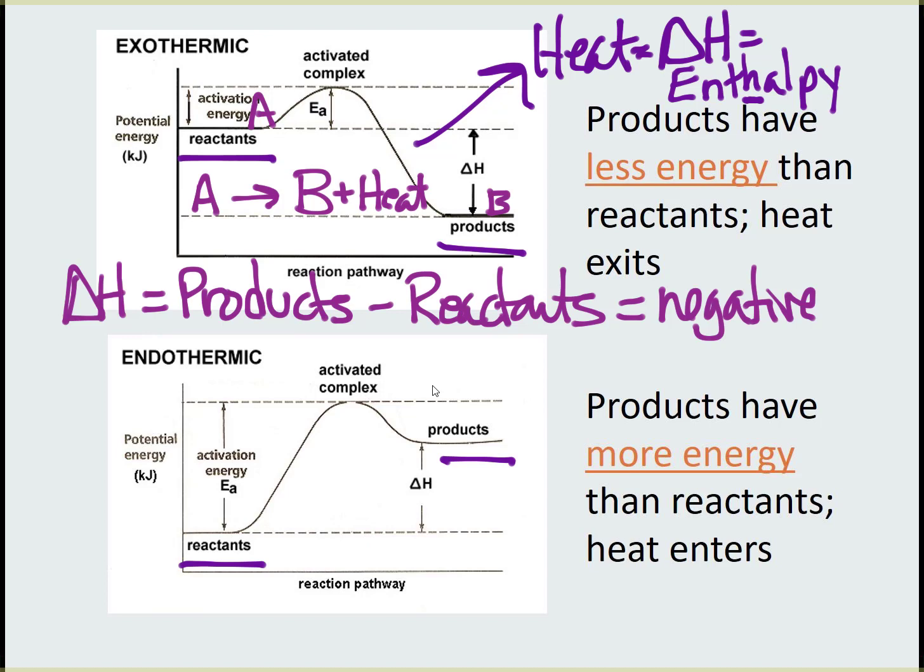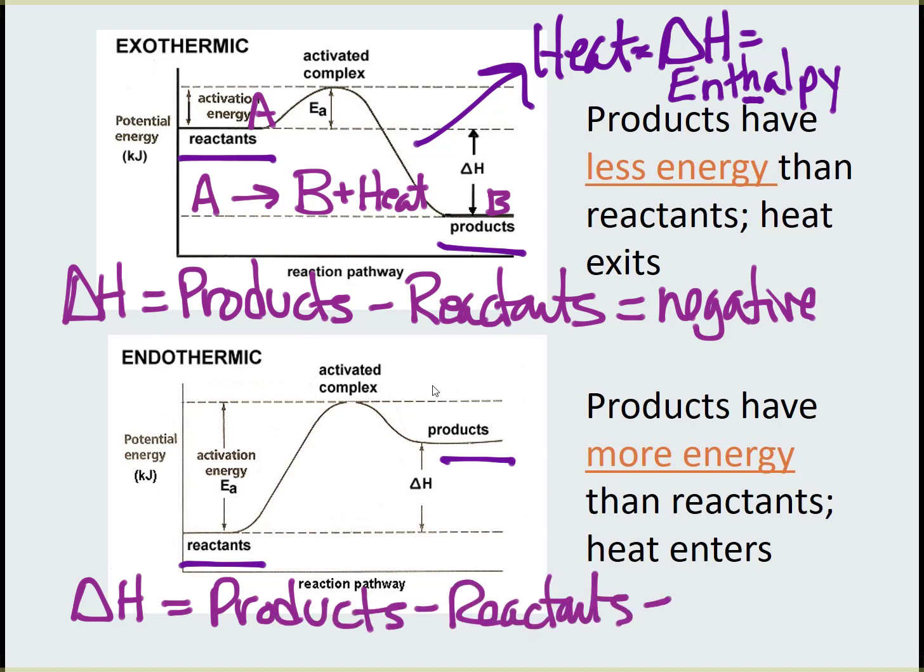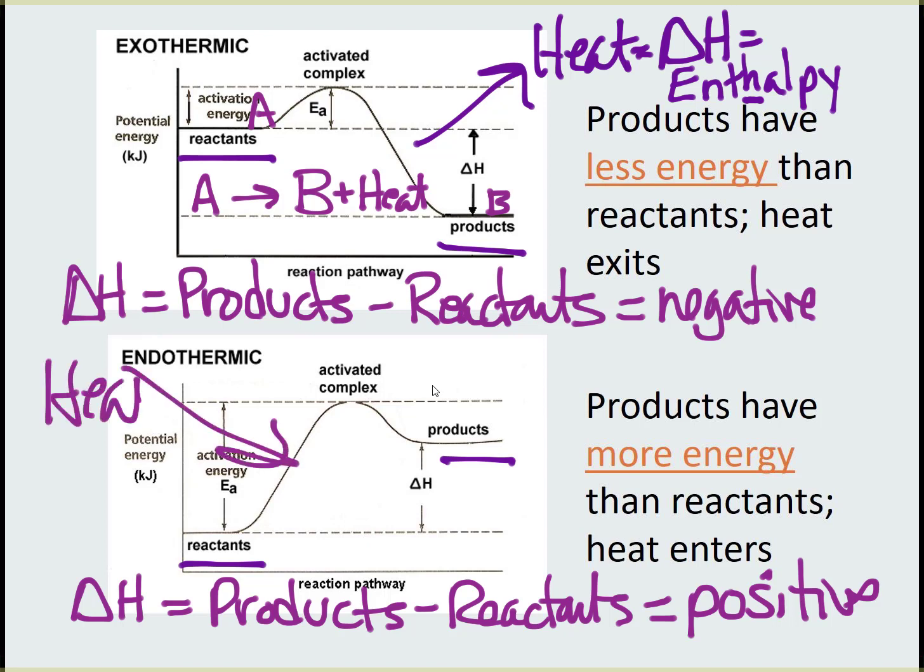All right, let's go ahead and look at an endothermic reaction. In an endothermic reaction, the reactants are at a lower energy than the products. So when I calculate my delta H, and again, I do products minus reactants, because I have a large number and I'm subtracting a smaller number, I'm always going to get a positive number. So my delta H is positive. And this is because heat is being added to my reaction.